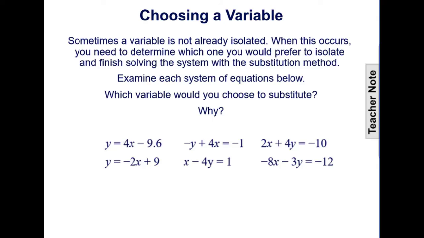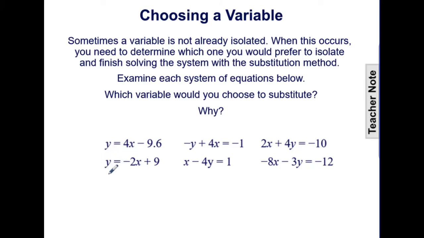Choosing a variable. Sometimes a variable is not already isolated. When this occurs, you need to determine which one you would prefer to isolate and finish solving the system with the substitution method. So let's examine each of the equations below. We have to ask ourselves, which variable would you choose to substitute and why? There's not a right or wrong answer here. It's just what you see when you're looking at the equations. And then there are certain tips and tricks that you can use. So for example, in the first system, both equations have a variable isolated.